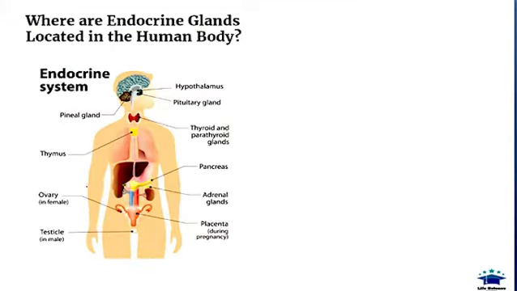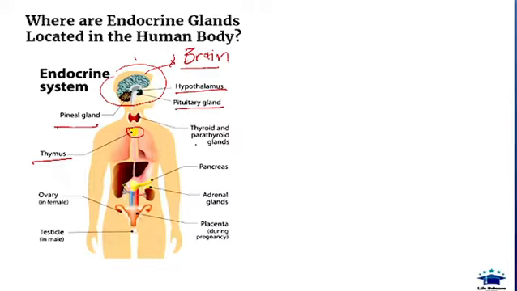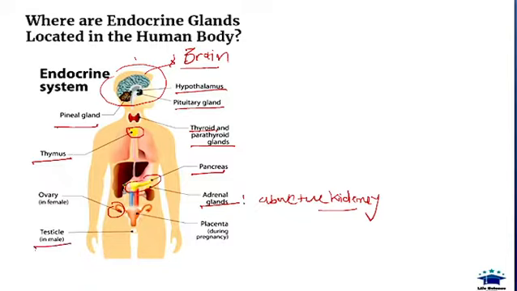So where are the endocrine glands located in the human body? This is the brain, and from the brain we have the hypothalamus, pituitary gland, and pineal gland. These three glands arise from the brain, or nervous system. This is the thymus, and this is the thyroid and parathyroid gland. This yellow region shows the pancreas. These are the ovaries. This is the adrenal gland, which is located above the kidney. These are the testicles in the case of males, and ovaries in the case of females.